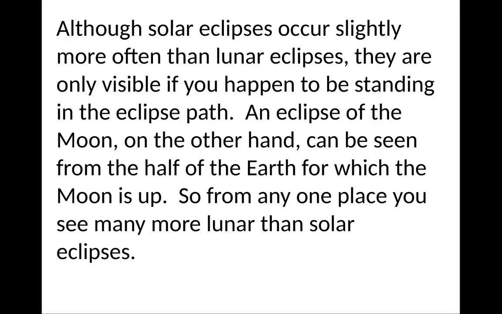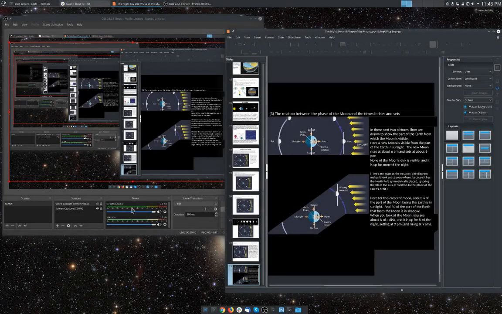One other thing is that solar eclipses occur slightly more often than lunar eclipses, but they're only visible if you happen to be standing in the eclipse path. As a result, you definitely don't see them as often. On the other hand, eclipses of the moon can be seen from anywhere on the part of the Earth that's in night. So you see many more lunar eclipses typically than solar eclipses.